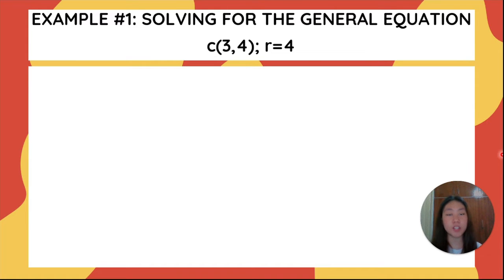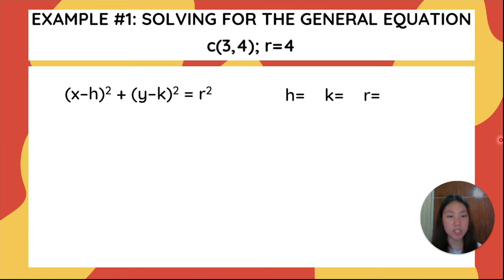Now let us solve for the general equation of the circle given its properties, center of 3 and 4 and radius of 4. First, let us recall the standard equation of the circle and find the values of h, k, and r. Take note that h is equal to the x-coordinate of your center. So h is equal to 3, k is equal to the y-coordinate of the center, which is 4, so k is equal to 4, and radius, which was already given.